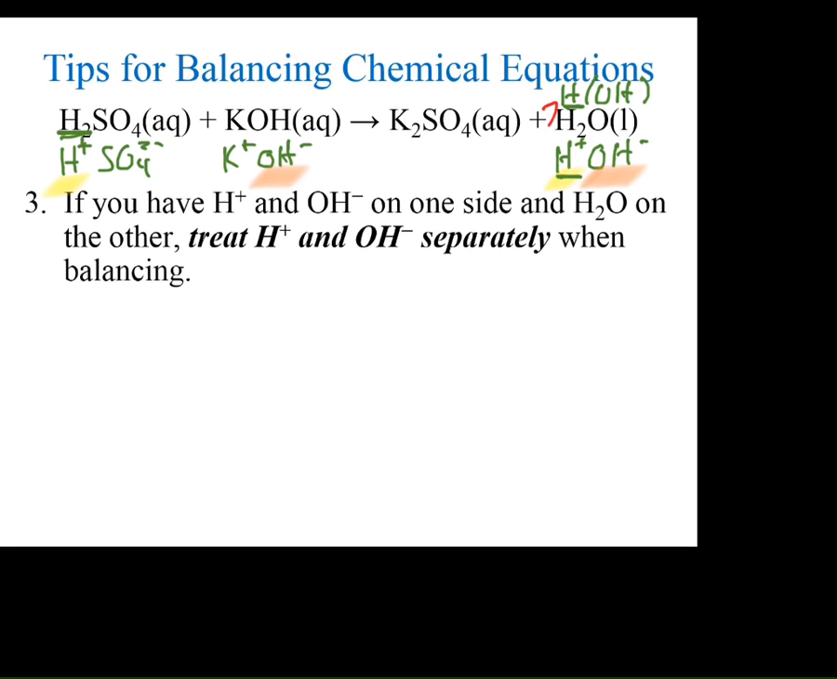So I'm going to try a 2 over here too. Maybe I'll just use the HOH to make it simpler. Two hydrogens here, so two hydrogens here on the right side. You got me? One sulfate on the left, one sulfate on the right. One potassium on the left, two potassiums on the right. So let's try two potassiums. Now two hydroxides, and I already have two hydroxides. So we're good. So my little tip again is, when you have hydrogen, hydroxide and water, think of the water as a hydrogen with a hydroxide and balance the hydrogens and then balance the hydroxides.